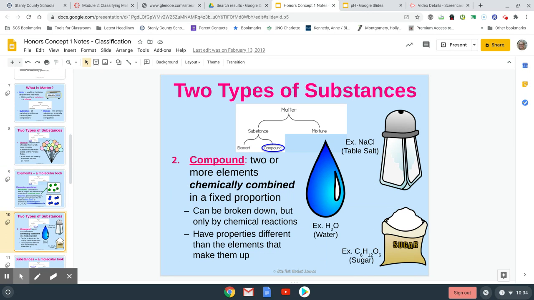A compound is two or more elements chemically combined, and they're in a fixed proportion. So, for example, water is H2O. It can only be H2O, two hydrogens, one oxygen. Salt is always one sodium and one chlorine to make table salt. Sugar, or one form of sugar, is C6H12O6. And so these cannot be broken down except through chemical reactions. So you can't separate it without a chemical reaction. And their properties become different once they have combined with another element.